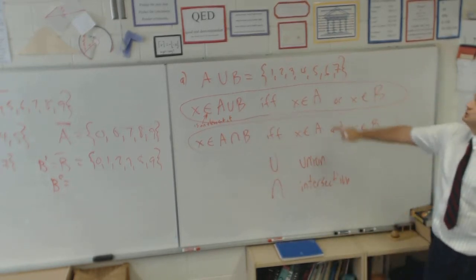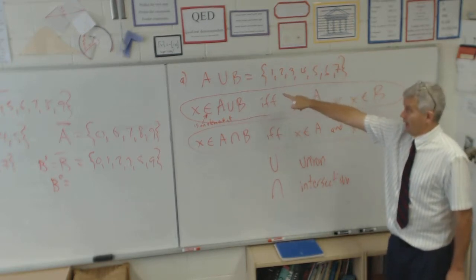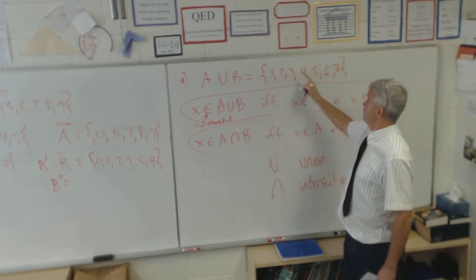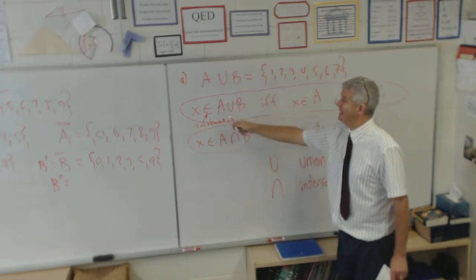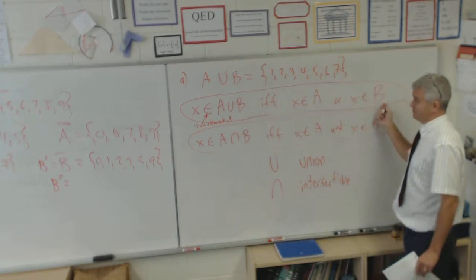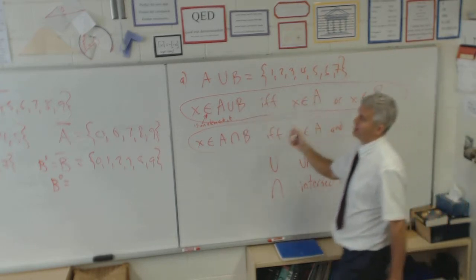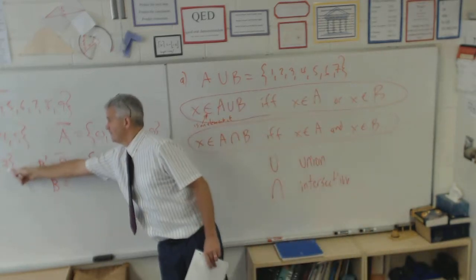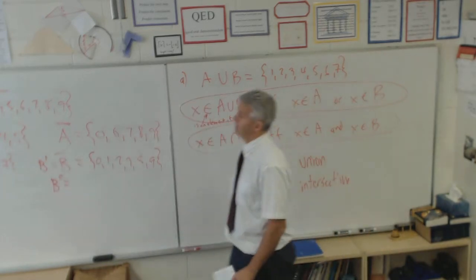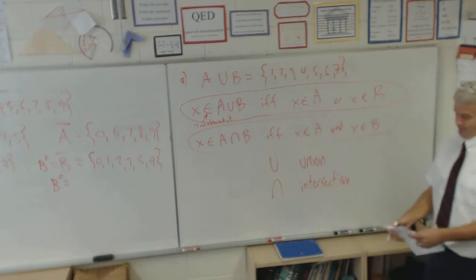Okay? So part A, Joe was right. A union B is 1, 2, 3, 4, 5, 6, 7 because we needed anything that was in A or was in B. It had to be in A or it had to be in B. So we had those 5, these 4, 4 and 5 matched up. So we just had 1 through 7.